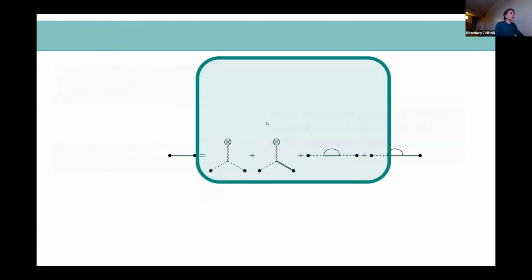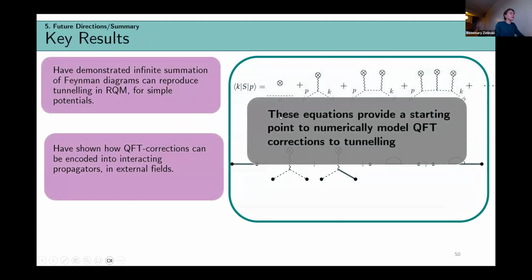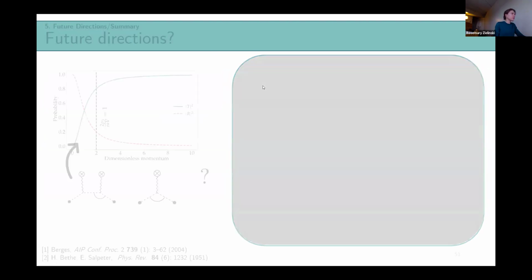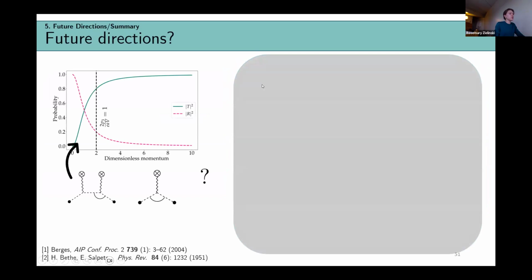So really, what I want to emphasize is that we haven't been able to quantitatively answer the question, how do loop corrections impact tunneling? Do they increase the tunneling probability or not? But we have provided equations which provide a starting point to numerically model these effects and these corrections. Which brings me to some promising future directions.